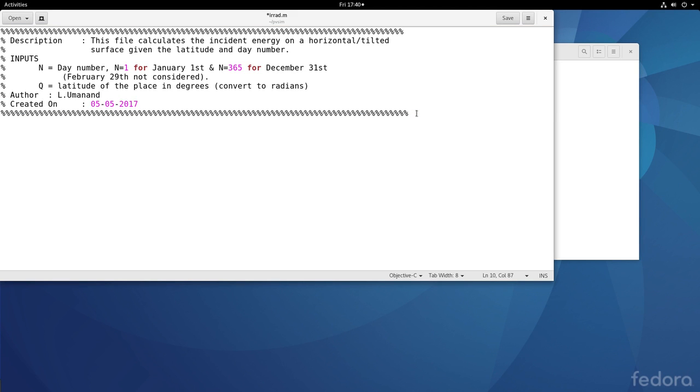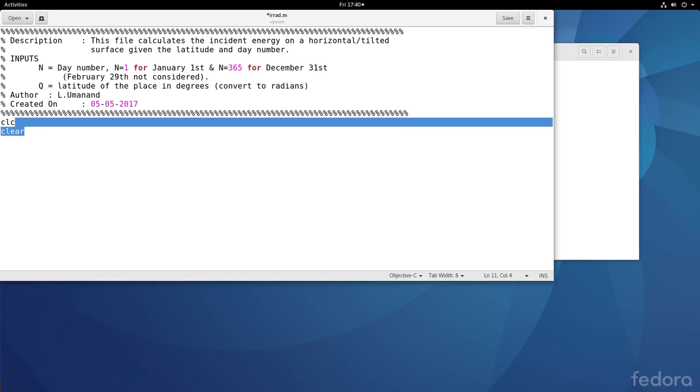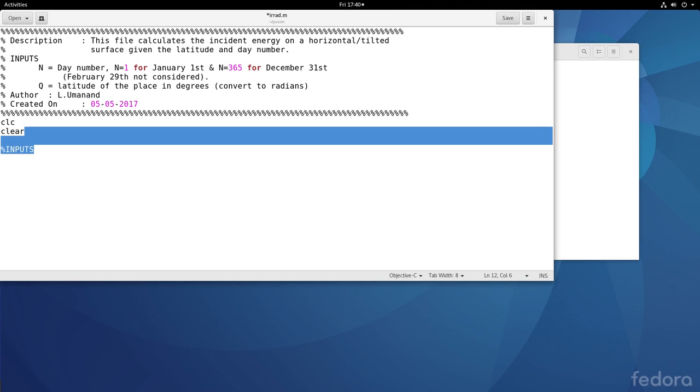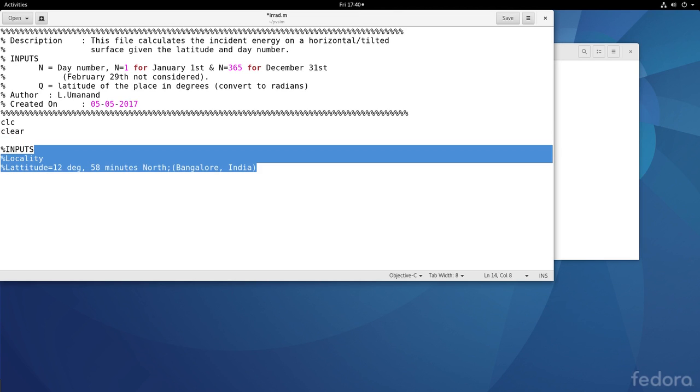So the first commands would be clearing the screen and then clearing all the variables, and then now let us take inputs. First, we mention the locality. This again is a comment line. The latitude is 12 degrees 58 minutes north of the equator, and this is the latitude of Bangalore. That is, the Indian Institute of Science, Bangalore has this latitude. So I have just taken that. You can as well choose any other latitude or locality of your choice.